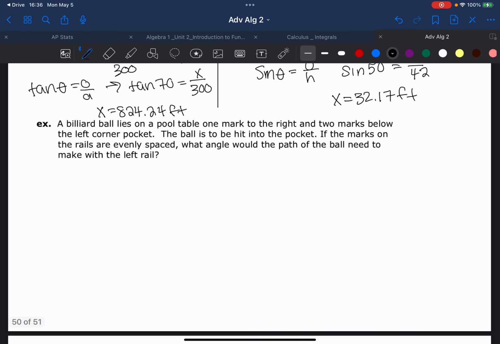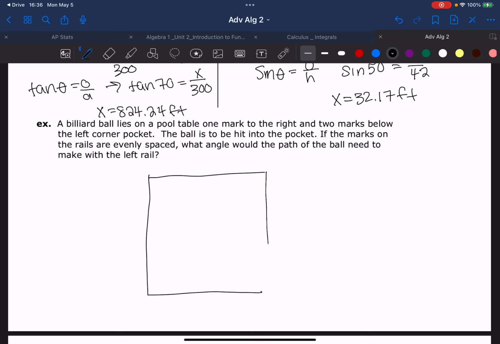Next example, it says a billiard ball lies on a pool table 1 mark to the right and 2 marks below the left corner pocket. The ball is to be hit into the pocket. If the marks on the rail are evenly spaced, what angle would the path of the ball need to make with the left rail? So first we draw out our diagram.